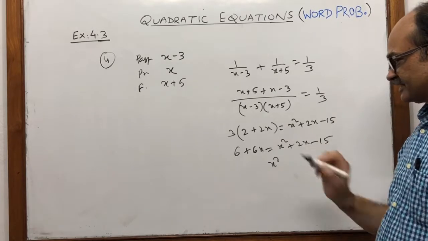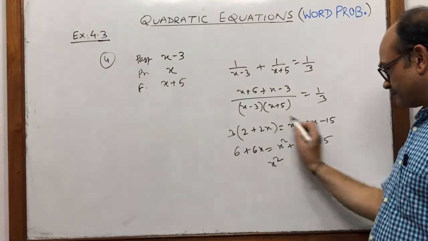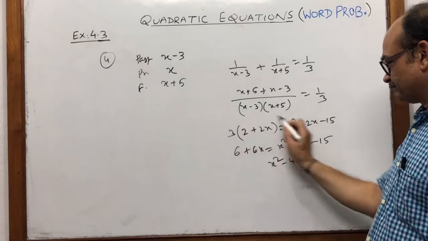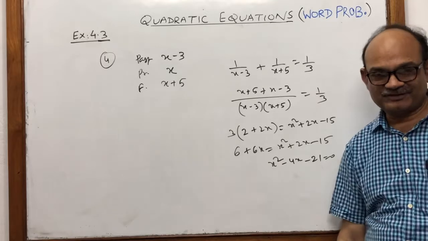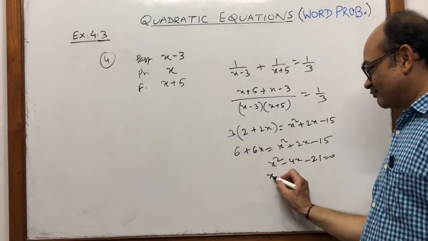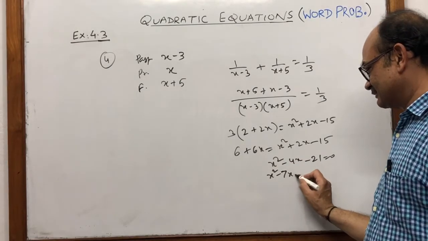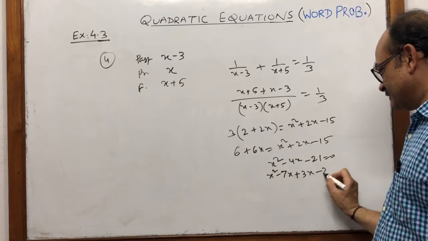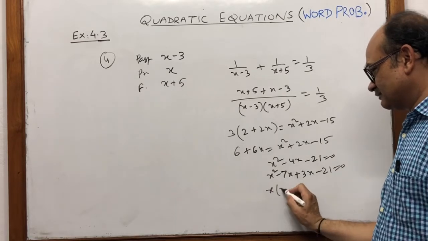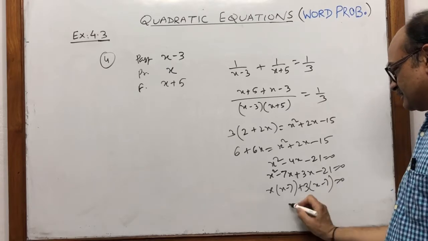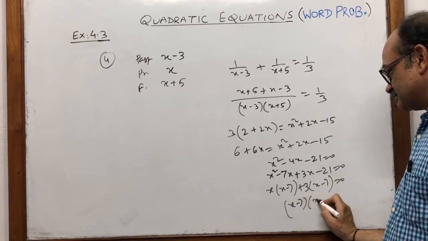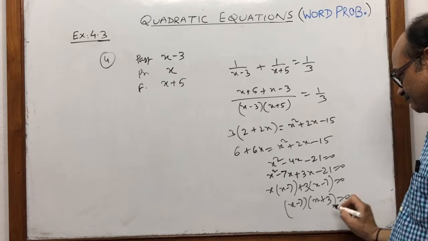So quadratic is x square minus 4x, 21. And you know very well the product 21, sum minus 4. What a simple question. 3. So x common, x minus 7. 3 common, x minus 7. x minus 7, x plus 3. Answer.